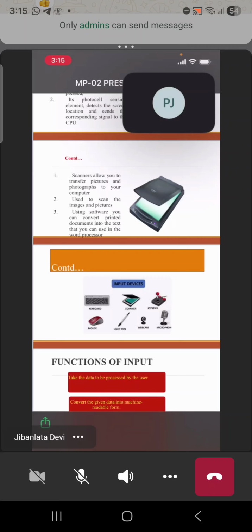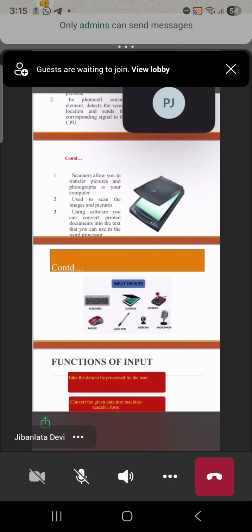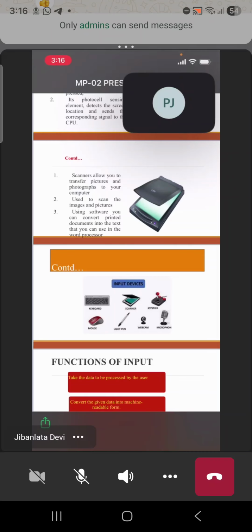Then the next input device is the scanner. It allows us to transfer pictures and photographs to a computer. This can be used for scanning pictures, our assignments, and images, and using software we can convert printed documents into text which we can use in the word processor. There are many input devices; I think in a later class another presenter will cover that.